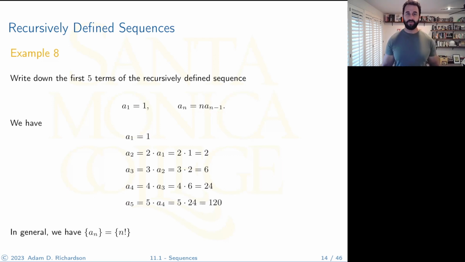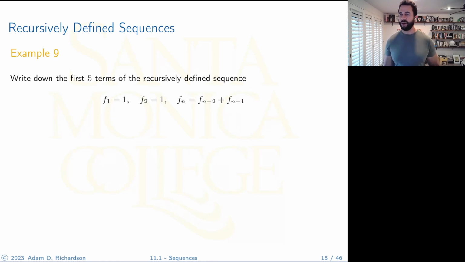Well, the previous term would be n minus 1 factorial, right? So that's how you get the factorial function defined recursively. All right, now there's this one. This is a very popular one, so I want you to try this one on your own too.